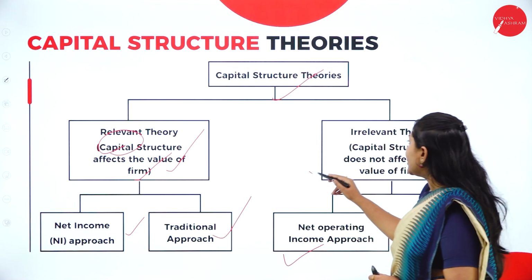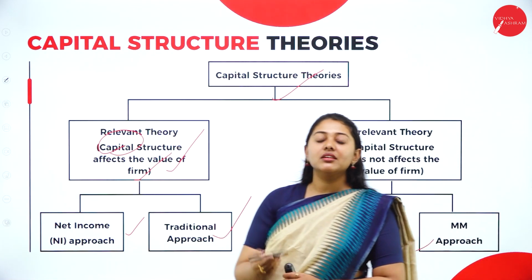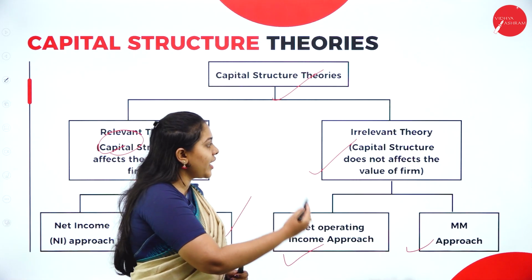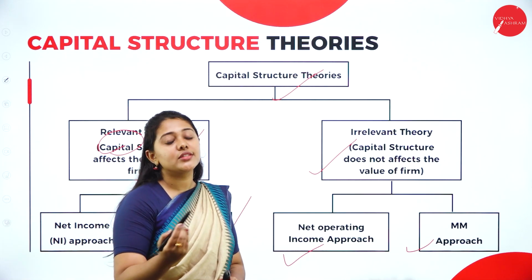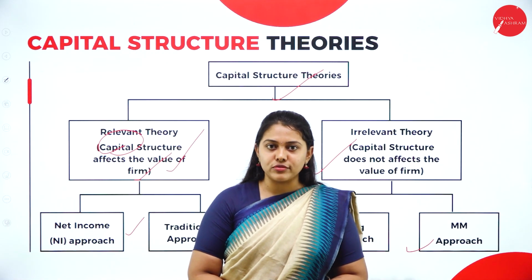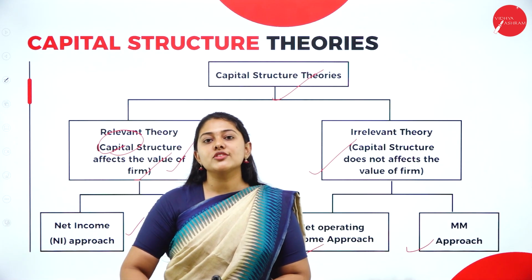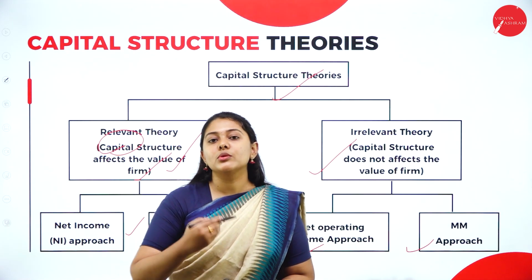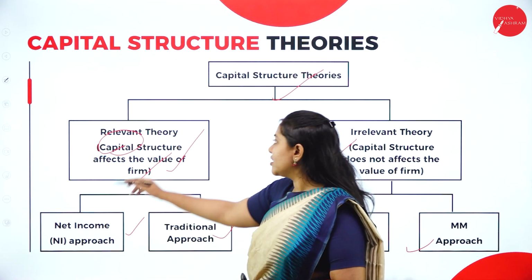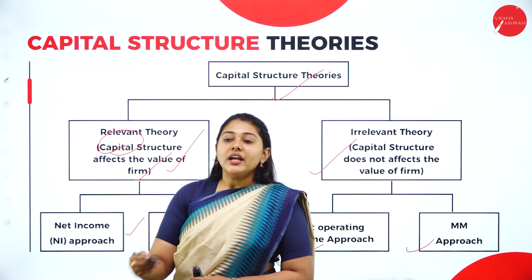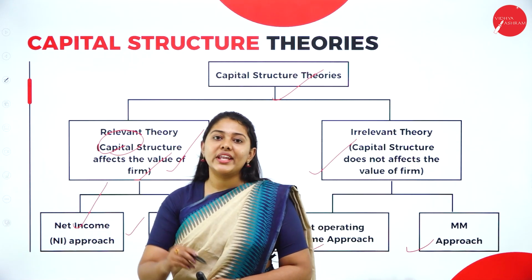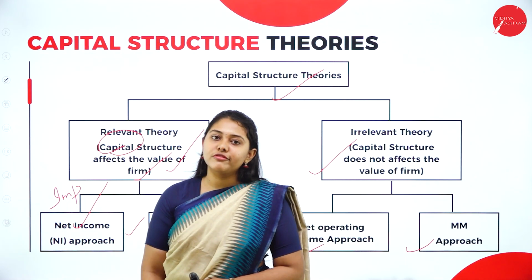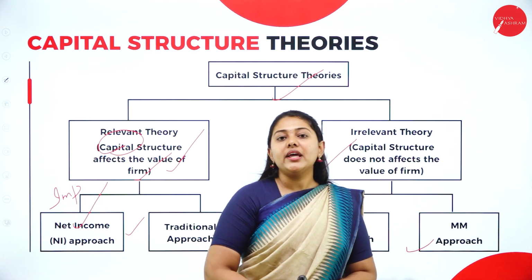And the next is irrelevance theory. Why is it called irrelevant theory? Because the theory says that the capital structure does not affect the value of the firm. So moving forward, one by one we will understand what is the net income approach and what is the NOI approach. In relevance theory, the NI approach is very important, and this will be asked in your examination for 10 marks to explain the theory.